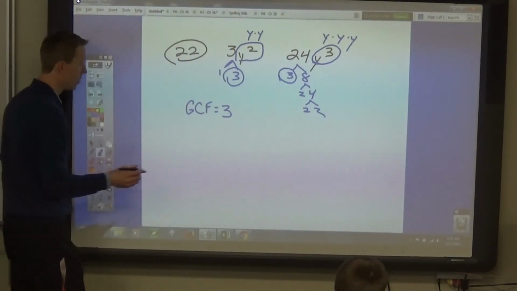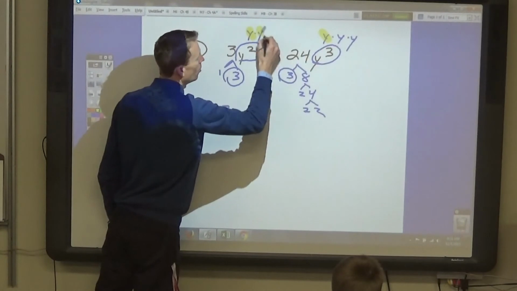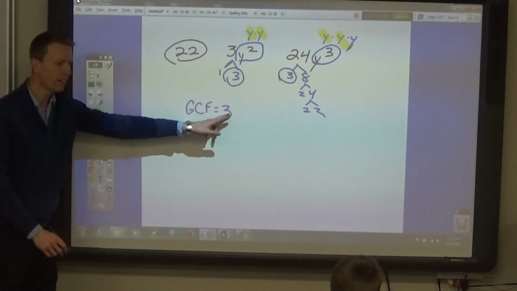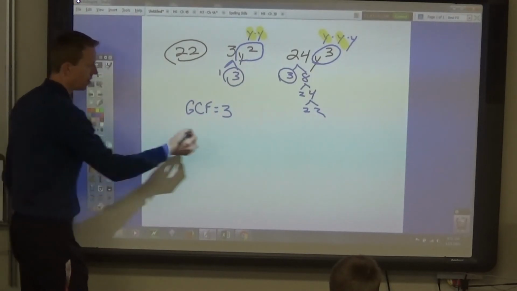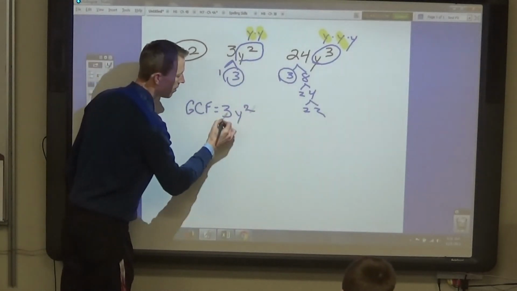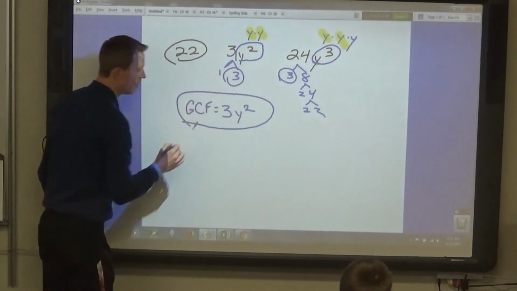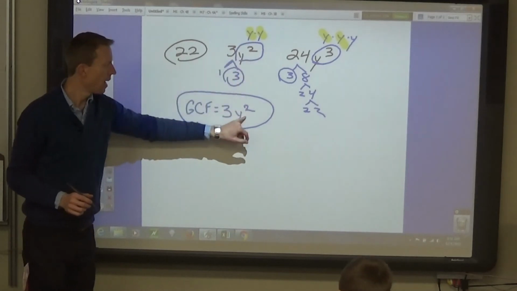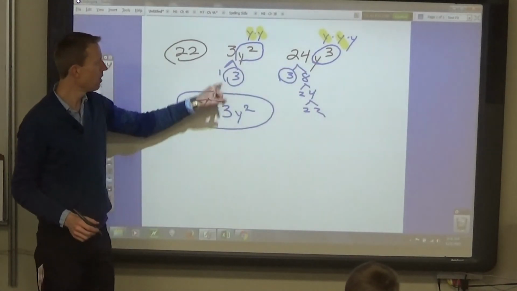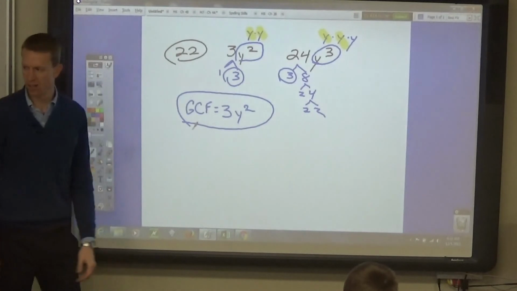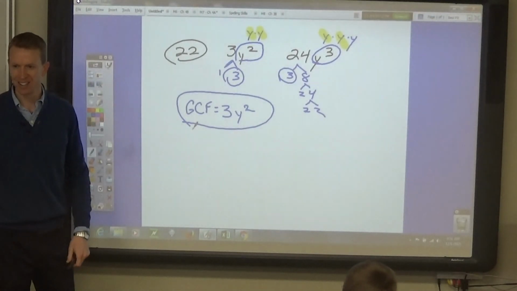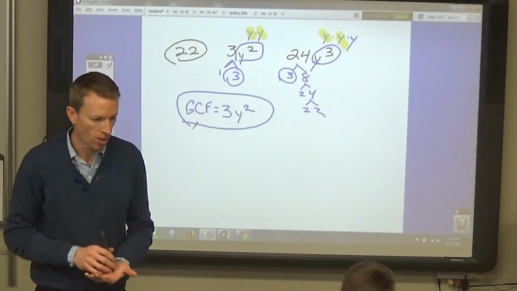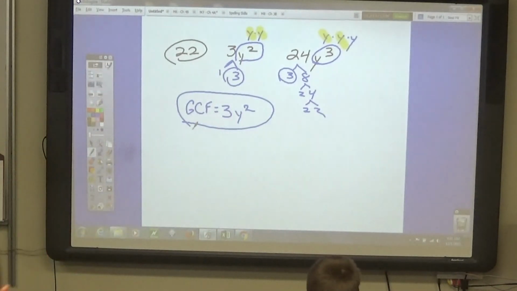So we can get 2 out of each of them. So put that in your formula. Put that in your answer. 3y squared. Y squared goes into this one, and this one, and 3 goes into this one, and that one. Okay? So, do 2 to 32 for tomorrow. Page 193, 2 to 32 evens.